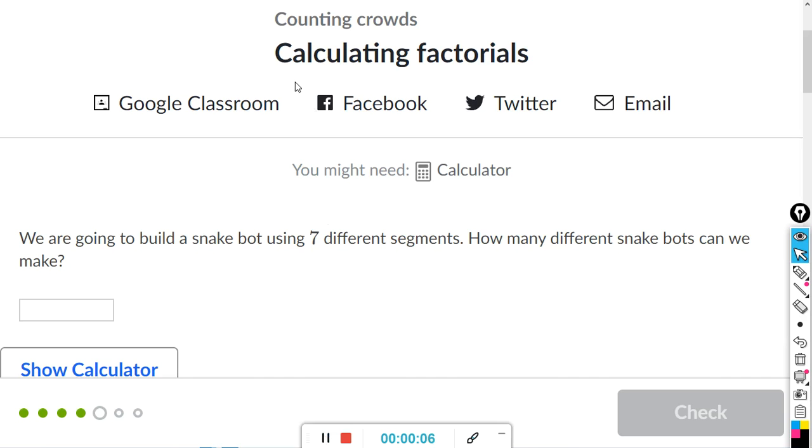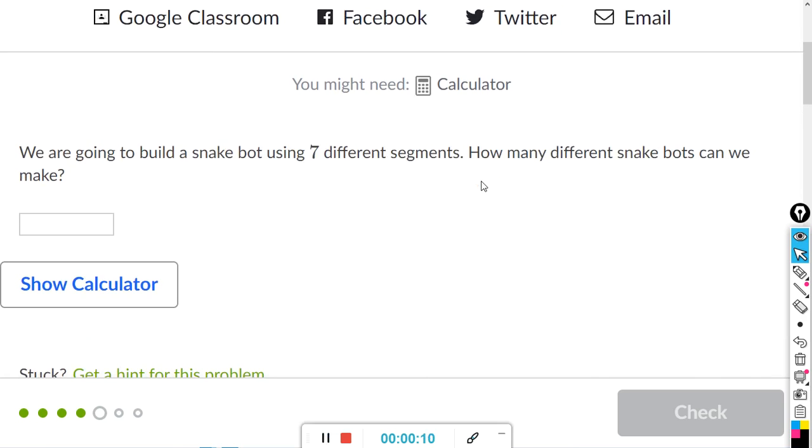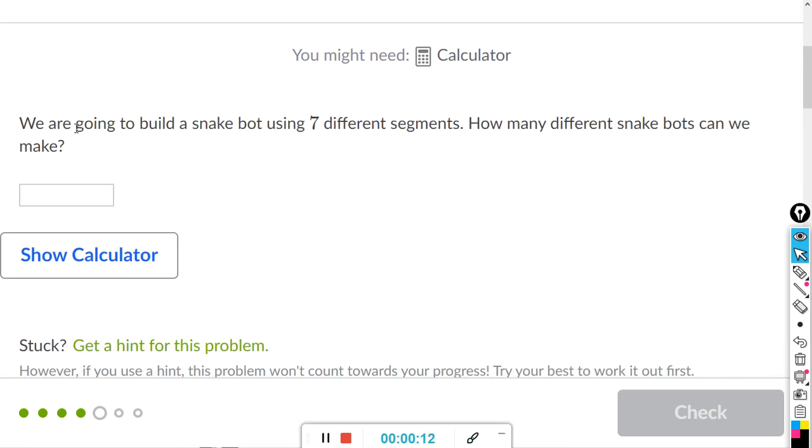This will be for the assignment on calculating factorials. It says we are going to build a snake bot using 7 different segments. How many different snake bots can we make? So we have 7 different segments: 1, 2, 3, 4, 5, 6, 7.